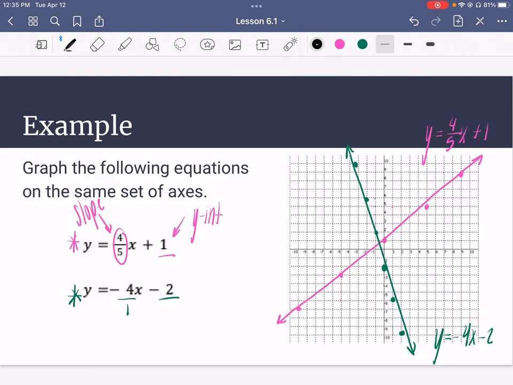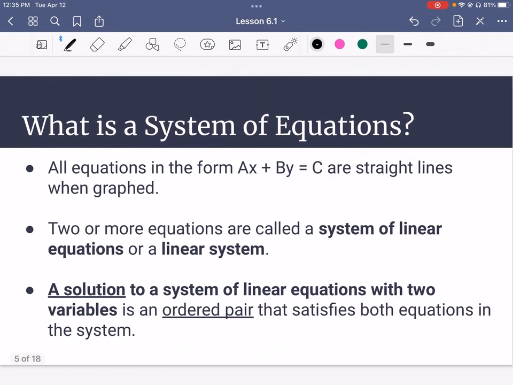This, in essence, is a system of equations, where you have multiple equations being graphed at the same time, and you're trying to solve for their common solution, okay? So if we were solving this system of equations, you may remember from previous math classes, we would be looking to see where they overlap or where they intersect. And again, we'll talk about that on the next slides.